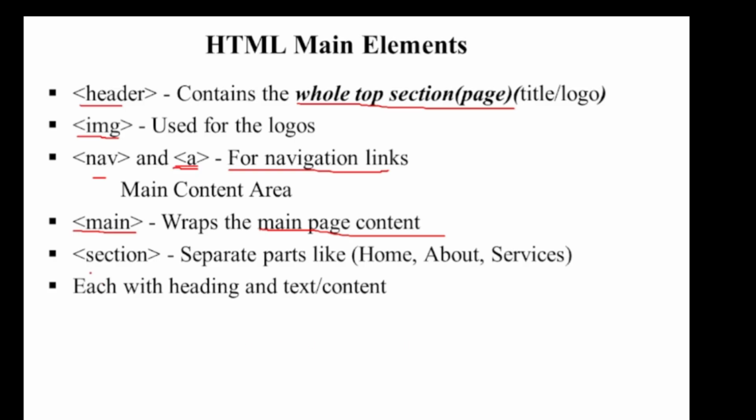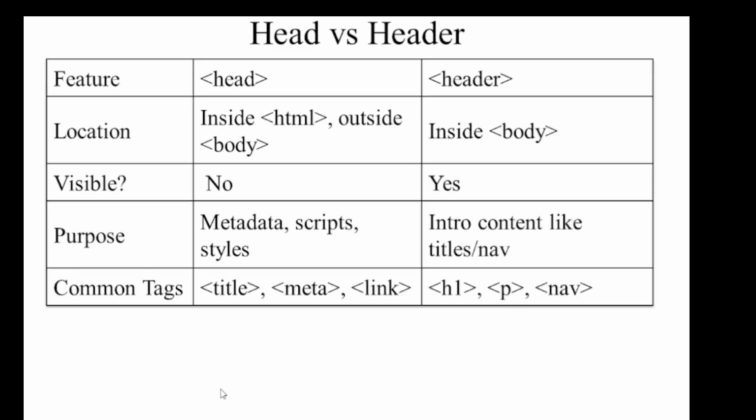And the other one is section. Why do we use this section? It separates parts. It separates home, about, service, and so on. It separates such content. And the other one, look here, each is used with a heading and text content. All of them have a heading plus text content.